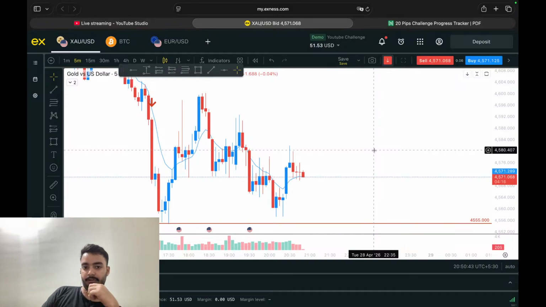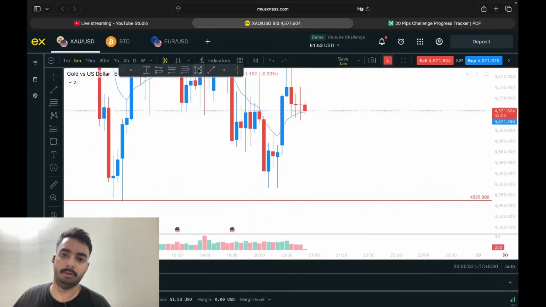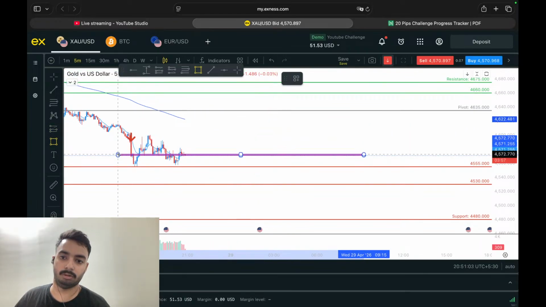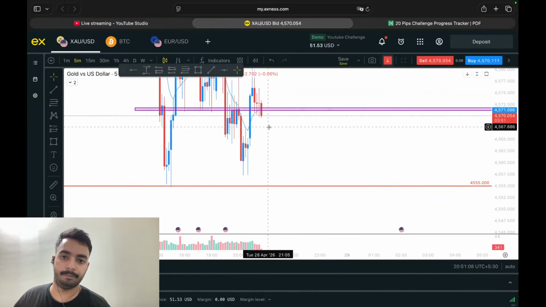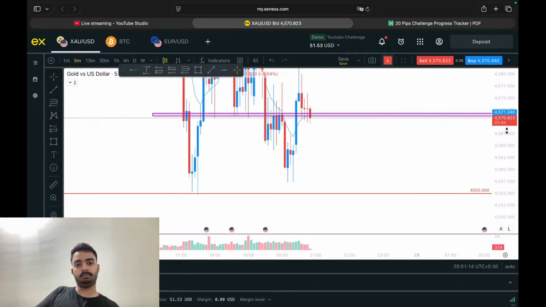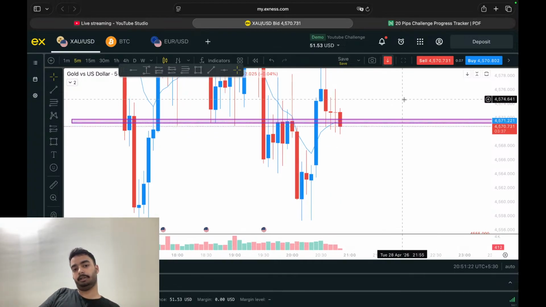I'm thinking of taking a sell here. If at all gold closes below this support, which I think has been a support for a long time, so if we get a close below this zone or even a wick, we'll enter into a sell.